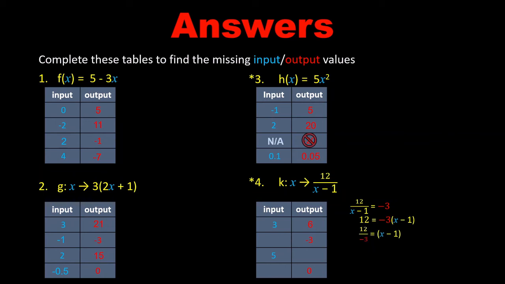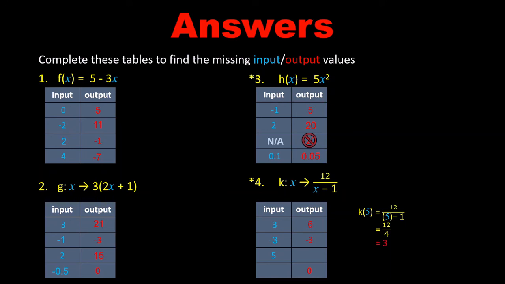So start by dividing by the negative 3 and moving the negative 1, so adding the 1. And my input must have been negative 3. So if my output's negative 3, my input must have been negative 3. I can try substituting negative 3 into function k, and I'll see that I get an output of also negative 3. Can I input 5 into function k? K of 5 would simply be 12 over 5 minus 1, which is 12 over 4, which is 3.